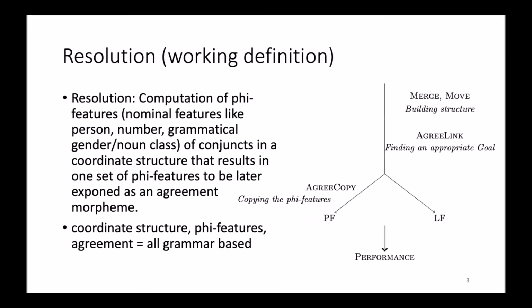And you see in this definition that we're dealing with these elements of coordinate structure, coordination, and Phi-features and agreement. And again, this is all in my assumptions going to continue to be grammar based, but I'm really going to pose a question about the nature of the computation involved in this. So on the right-hand side, we have a kind of toy diagram of linguistic derivation with all these elements of building structure, of agreement, and mapping of the competence onto performance.